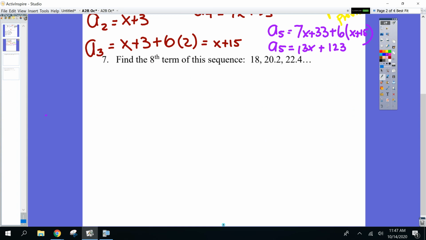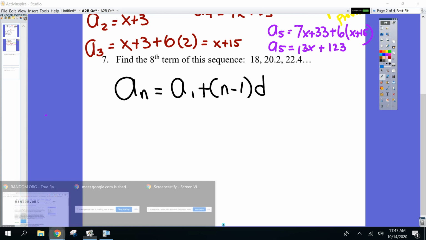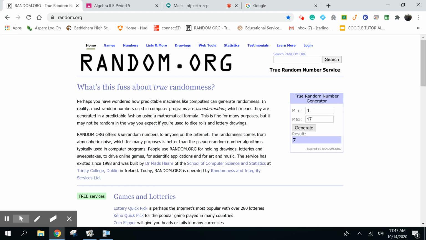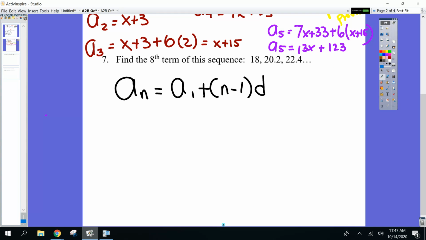Here we go, 7. Find the 8th term. Again, I'm trying to force you guys not to write it all out. Find the 8th term. There's only one formula you need tomorrow. It gets a little crazier after that, but for now, this is the only formula you guys need. So I'm finding the 8th term. Who's going to hook me up here? Will, back to you. Ready, Will? I'm finding the 8th term. So what's my n value here?